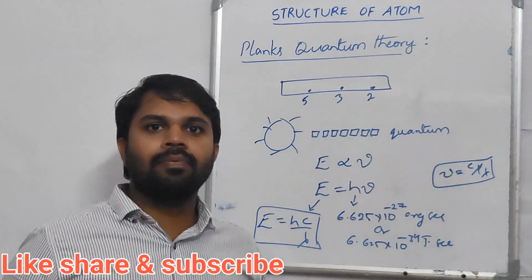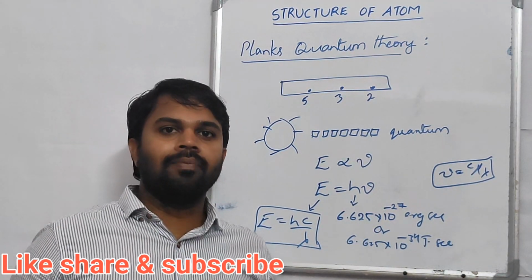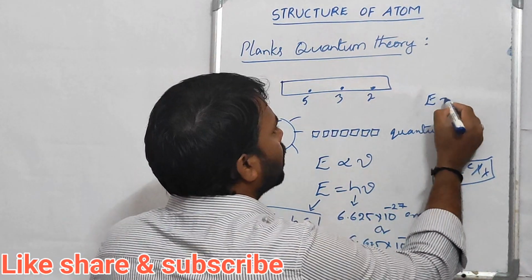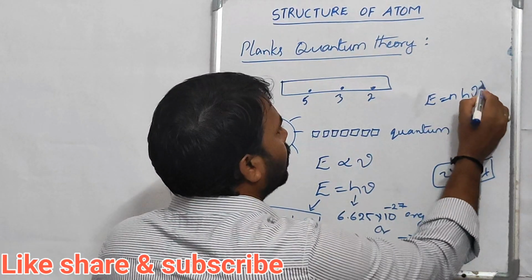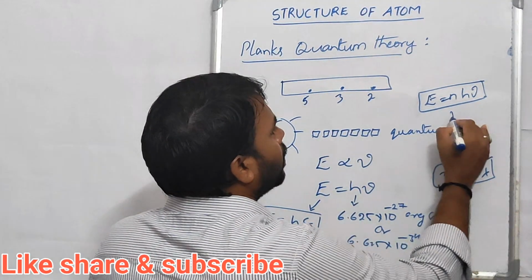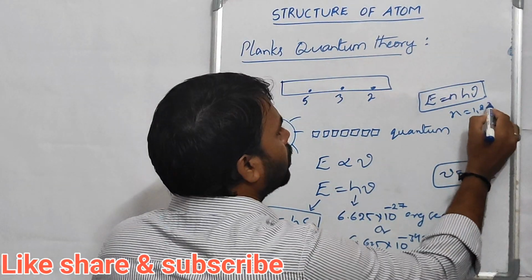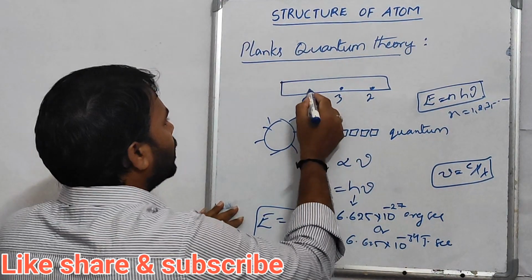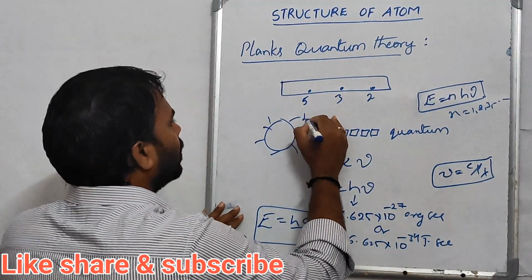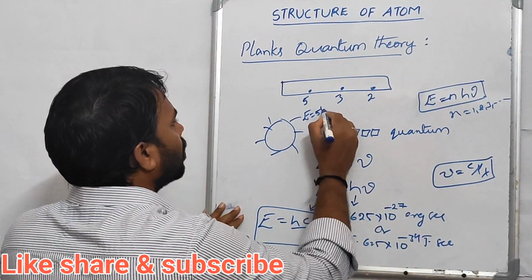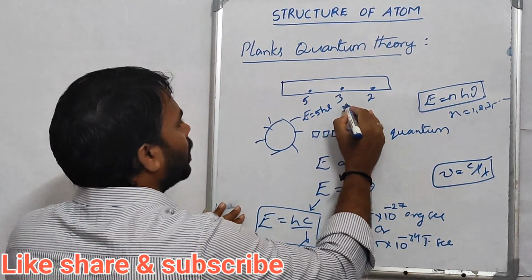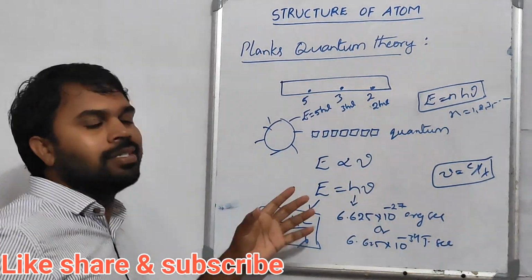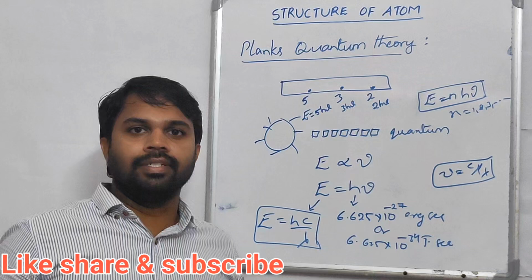A body can absorb or emit energy in integral multiples of a quantum. That is, E equals n h nu, where n is equal to 1, 2, 3 and so on. For example, in this case, this particle absorbs 5 quanta of energy, so E equals 5 h nu. Similarly, 3 h nu, and in this, 2 h nu. This is called quantization of energy.